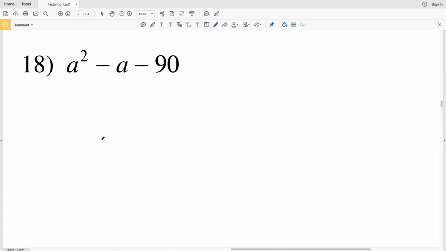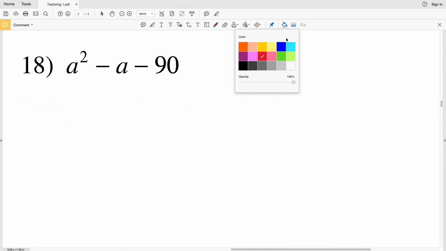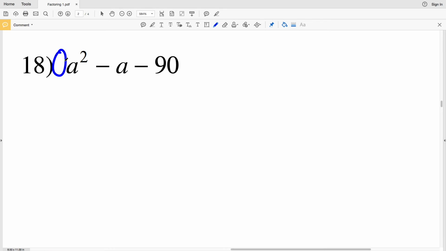And lastly in this video, number 18. My a in number 18 is 1, so I don't need to pull out a number from any of my terms. My b is equal to -1 and my c is equal to -90. So I have to think what two numbers multiply to give me a -90 and add to give me a -1. When I split this up into the factors of 90, I know that my smaller number is going to be positive and my larger number is going to be negative, so that the addition between the two will be negative.